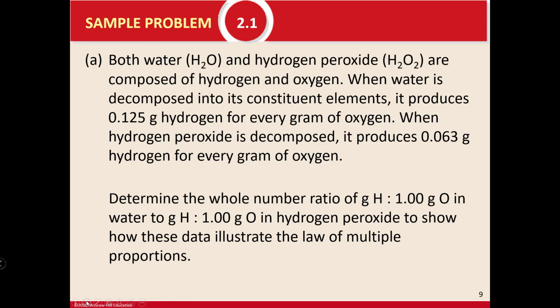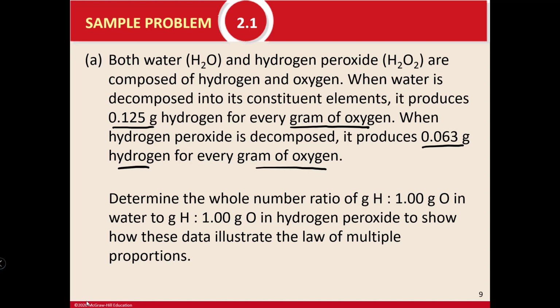All right, so we have a problem here. Both water and hydrogen peroxide are composed of hydrogen and oxygen. So we're talking about 2 elements here and 2 different compounds. Water, when it decomposes, produces a ratio of 0.125 grams of hydrogen for every gram of oxygen. And when we decompose hydrogen peroxide, it produces 0.063 grams of hydrogen for every gram of oxygen.